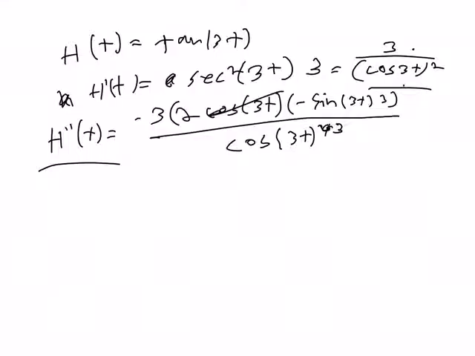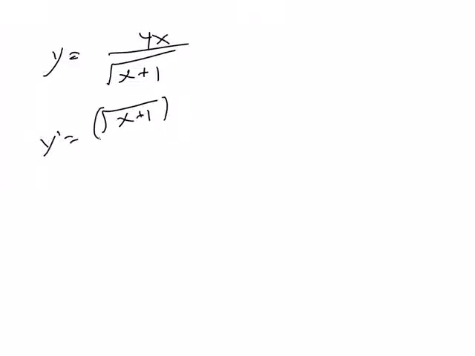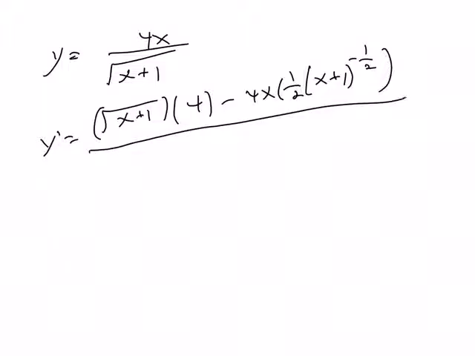Problem 50, we have y is equal to 4x over the square root of x plus 1, so y prime is equal, okay, so we're going to have square root of x plus 1 times the derivative of 4x, which is 4, minus 4x times the derivative of the square root of x plus 1, all over x plus 1. So that's the first derivative.